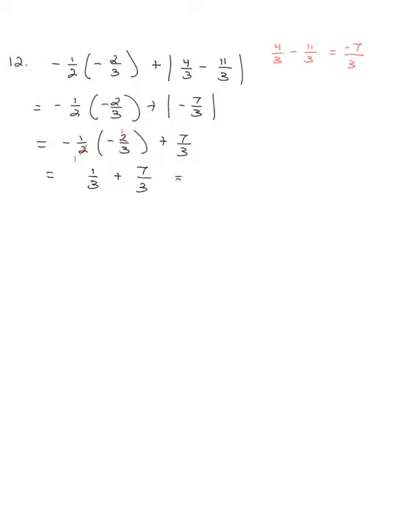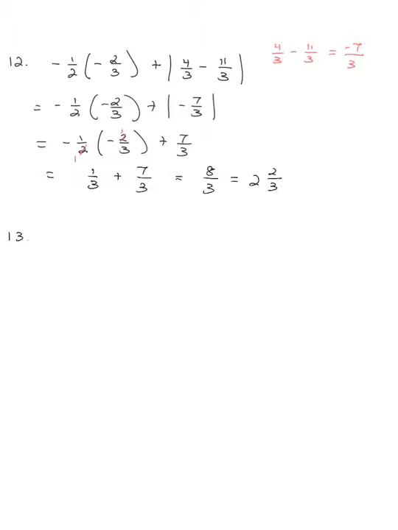I'm adding that to 7/3. It's the only operation left, and I get 8/3. It's fine to leave your answer as an improper fraction. You could convert it to a mixed number if you want to. 3 goes into 8 twice with 2 out of 3 left over. 2 and 2/3, 8/3 are one and the same thing. Both answers are completely acceptable.